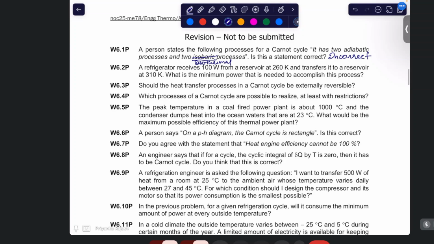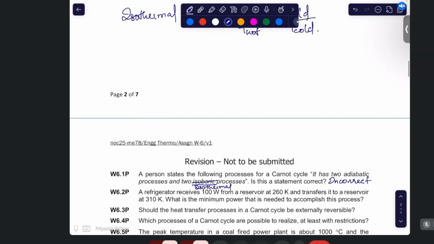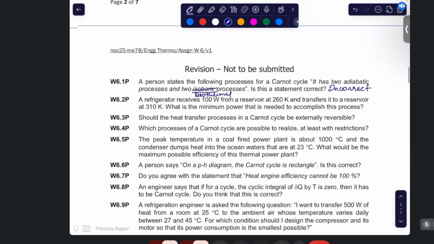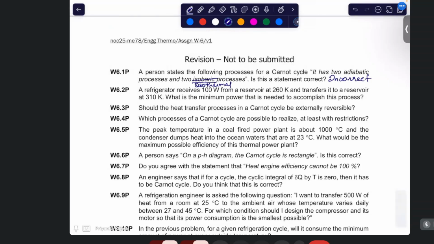Now, second one, a refrigerator receives 100 watt from a reservoir at 260 Kelvin and transfers it to a reservoir at 310 Kelvin. What is the minimum power that is needed to accomplish this process? Okay, so for a Carnot refrigerator, we have seen the COP equation, right? We can calculate COP for a refrigerator using the equation T cold by T hot minus T cold. So using that, we can find COP.